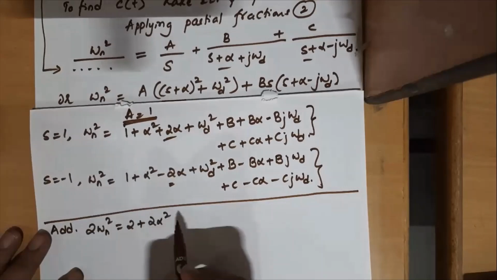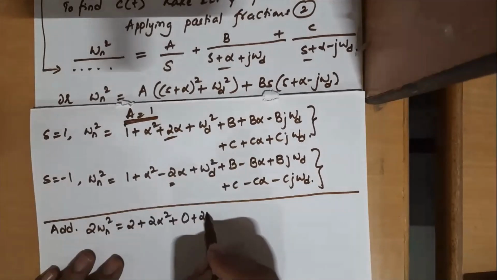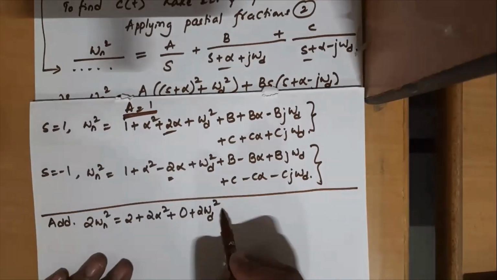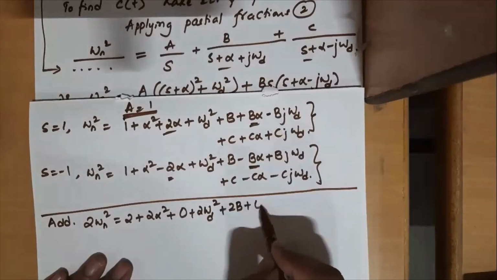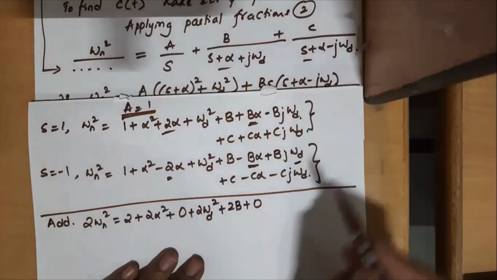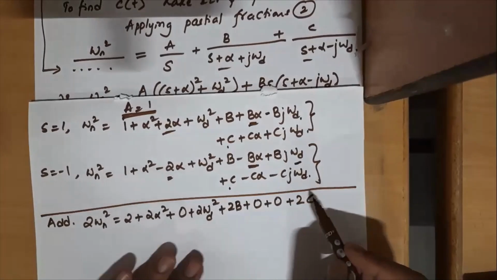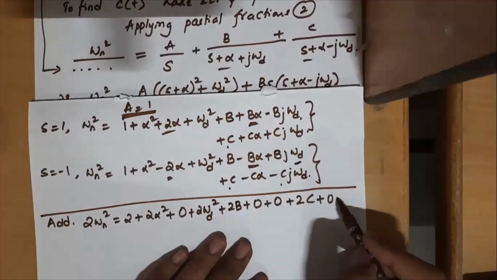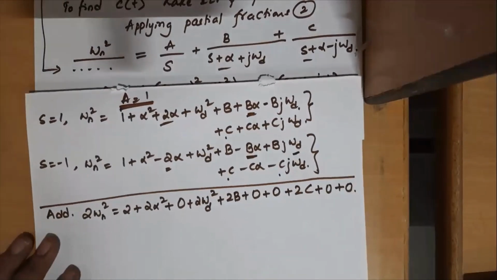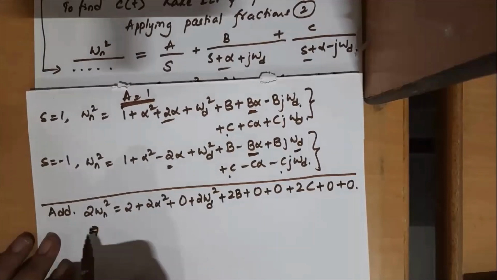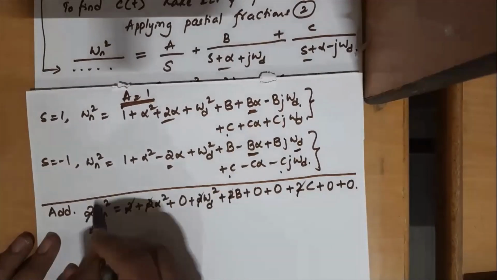So first, add both the equations. So 1 plus 1 is 2, alpha square, 2 alpha square. Some terms will get cancelled. Omega d square will get added, b will get added, b alpha will get cancelled. Then b j omega d will get cancelled, c will get added, c alpha will get cancelled, and c j omega d will also get cancelled. And 2 is a common element in the equation. You can cancel out the 2.